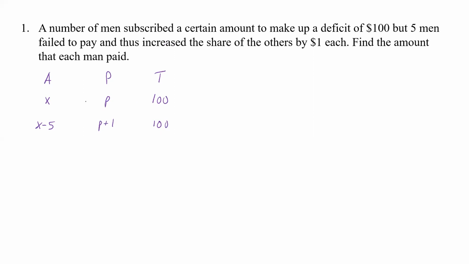And now, like I said, we're going to solve for P. So we're solving for the second column in this table like we have in the past. And so P is equal to 100 divided by X. And the second one, P plus 1 is equal to 100 divided by X minus 5. Okay, so those are the two table things, and this is what it looks like here. And remember, we've solved for P, so we can plug that in there. And when we do that, we have 100 over X plus 1 equals 100 over X minus 5.